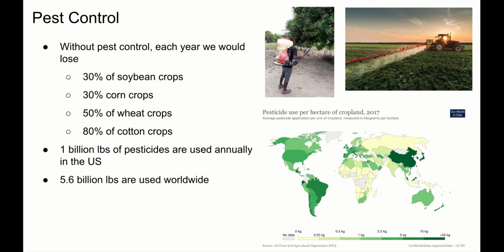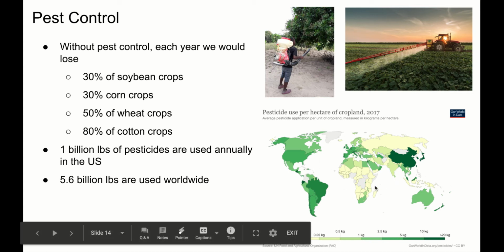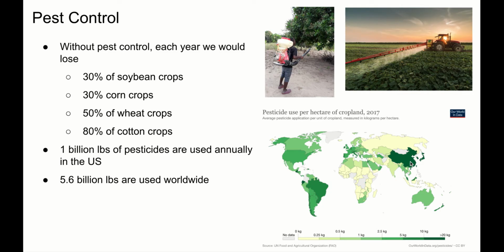And here you can see a map of the concentration of pesticide that's used per hectare of cropland. We use about 5 kilograms of pesticides per hectare of cropland. China uses about 4 or 5 times that amount. So there's different concentrations of pesticides used worldwide. Note that we use quite a lot, but we're not the worldwide leader. Pesticides are typically sprayed on as liquids or as dusts. And I'll tell you a little bit more about pesticide types now.